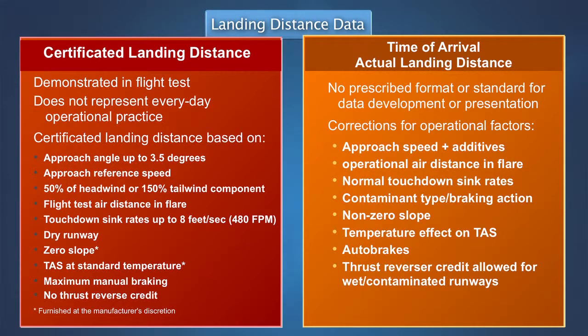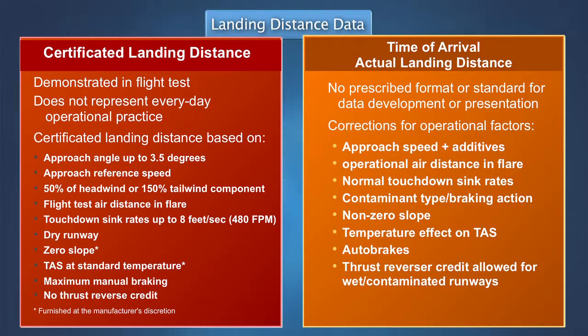The approach angle flown during testing may be steeper than the approach angles typically flown on an ILS or visual approach. To minimize the ground portion of the landing distance, the test pilot initiates maximum manual braking as soon as possible after touchdown and continues using maximum braking until the airplane comes to a complete stop. These flight test techniques are not typically practiced by flight crews during normal landings.